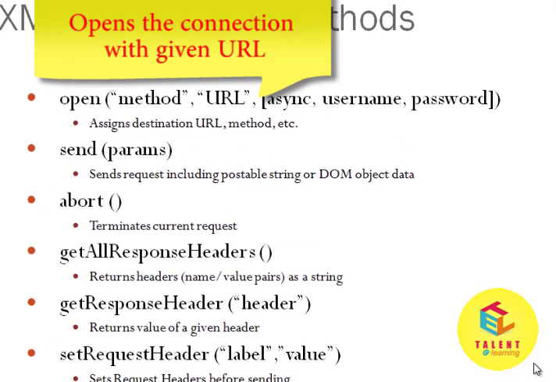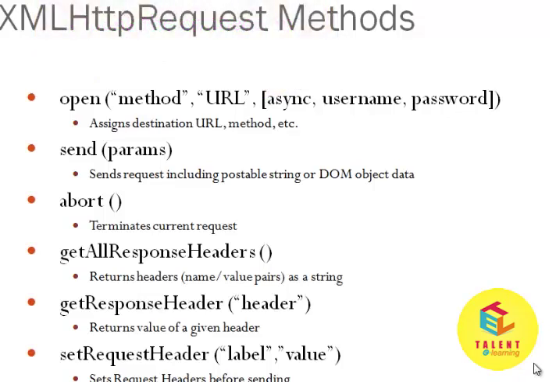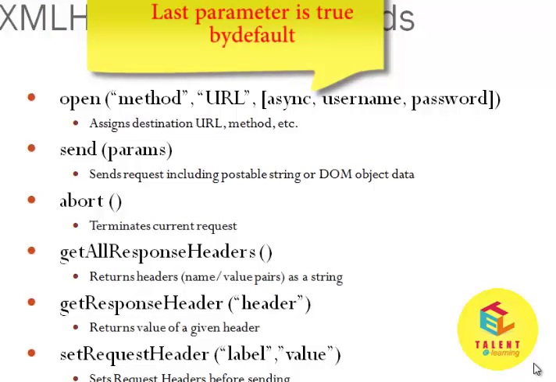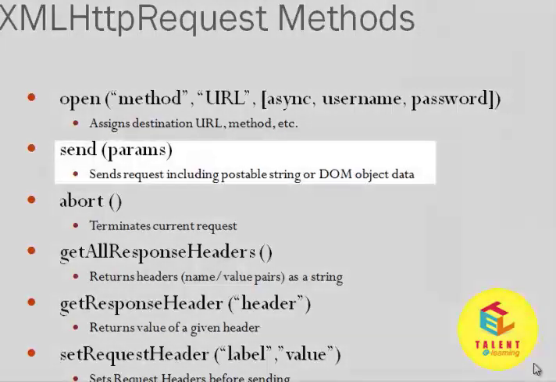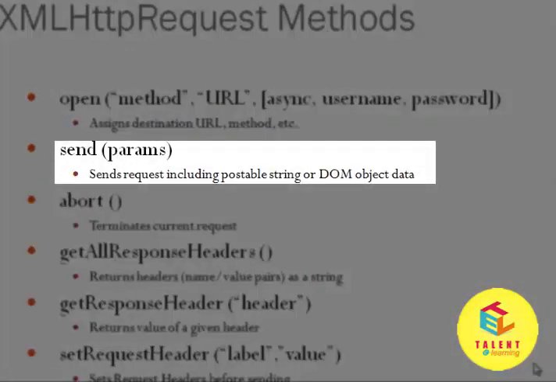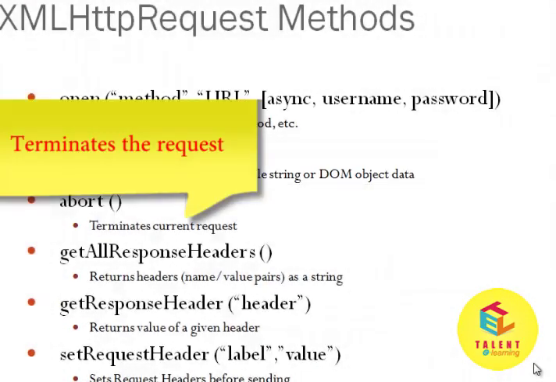So these are the methods. First is the open method. It accepts three parameters. First two are mandatory while the other is optional. The last parameter states whether the method is asynchronous or synchronous. Default is asynchronous. The second method is send. Whenever the data is ready to be fetched from the server, this method is called, which in turn calls a callback function. Next is the abort method, which terminates the current request.